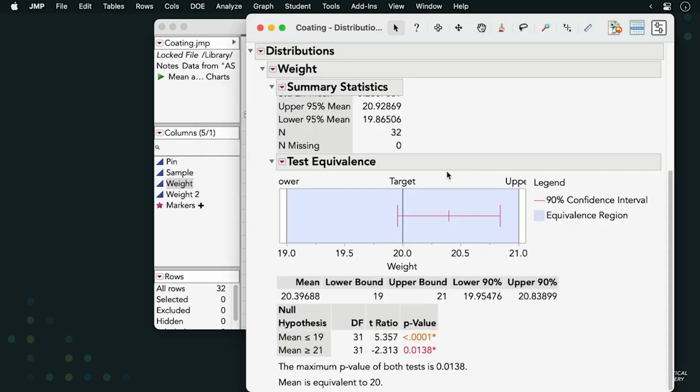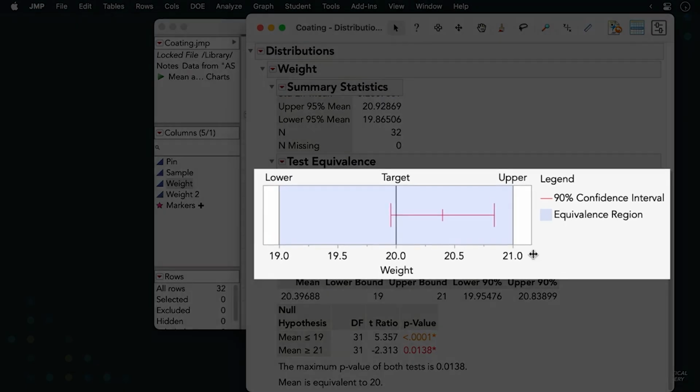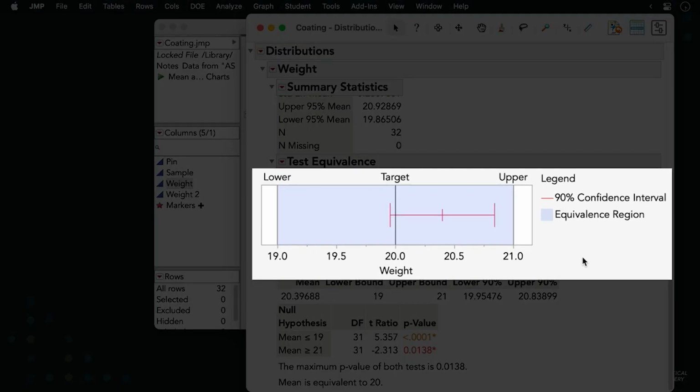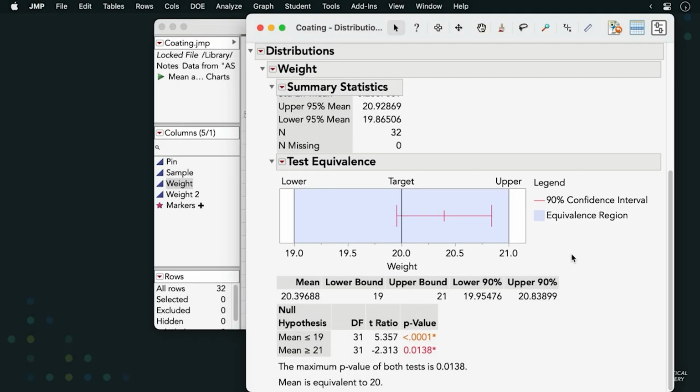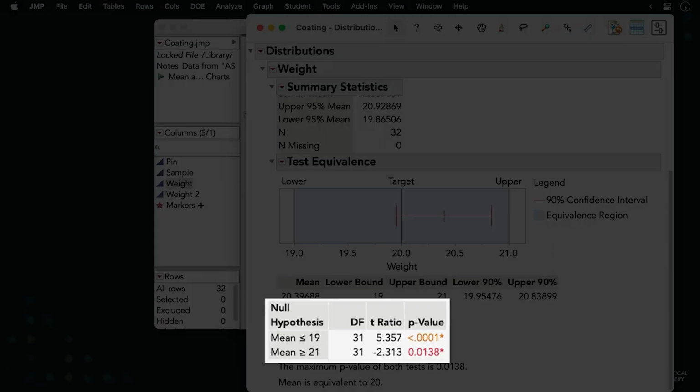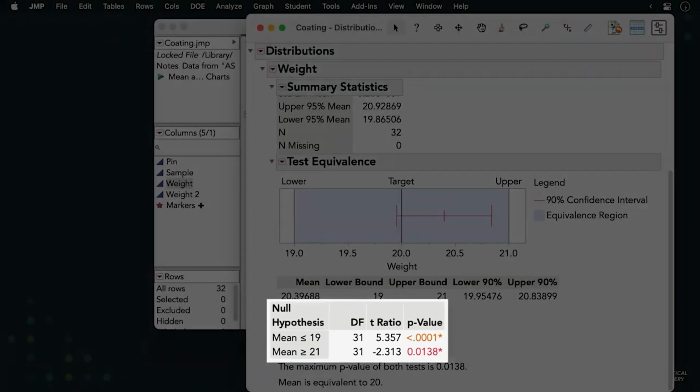When we click OK, JMP conducts the test using the two one-sided t-test approach. The graph shows the target mean, region of practical equivalence in blue, and the sample mean and 90% confidence interval in red. If the red interval falls entirely within the blue region, we reject the null hypothesis in favor of practical equivalence. Numerically, this corresponds to obtaining p-values less than alpha on both t-tests that make up the two one-sided t-test approach. We see here that both are less than the alpha of 0.05, indicating statistical significance.